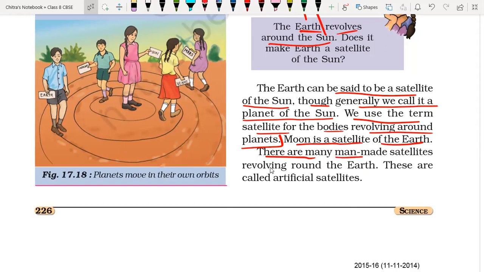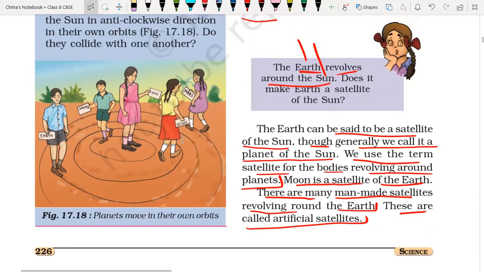There are many man-made satellites revolving around the earth also. These are called artificial satellites. They are man-made satellites.